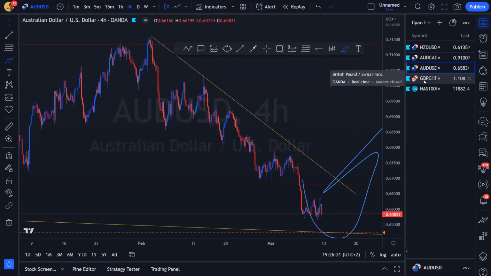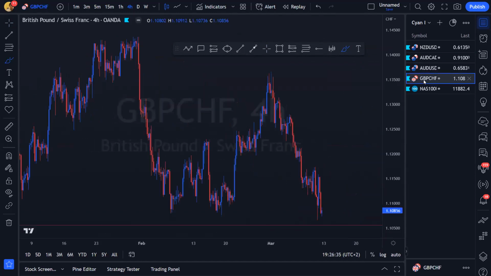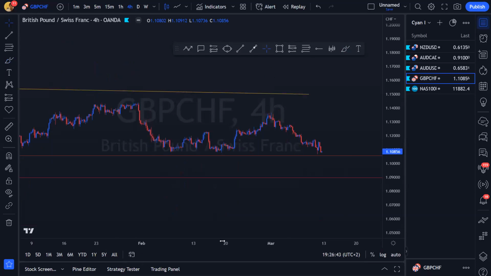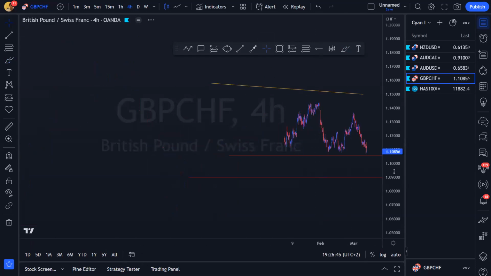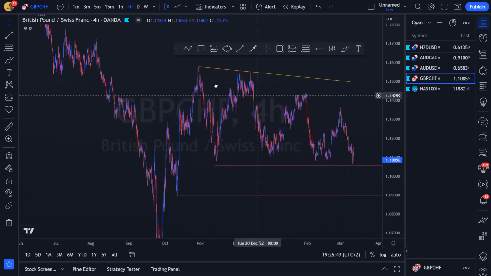Pound Swiss franc. So this is like one of the first times I actually have a GBP pair on my watch list, and I'm gonna make a decision on a pound pair. Out of all the currencies on this planet, I hate pound pairs. But otherwise, let's trade this one.